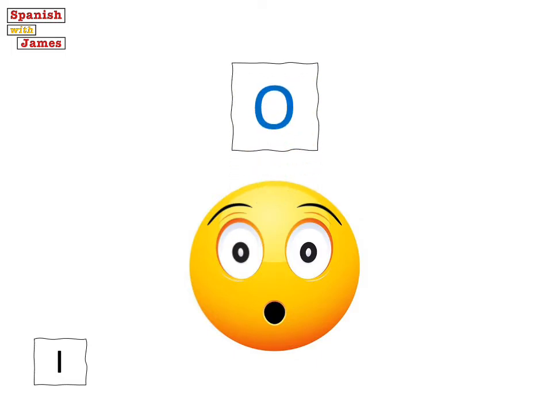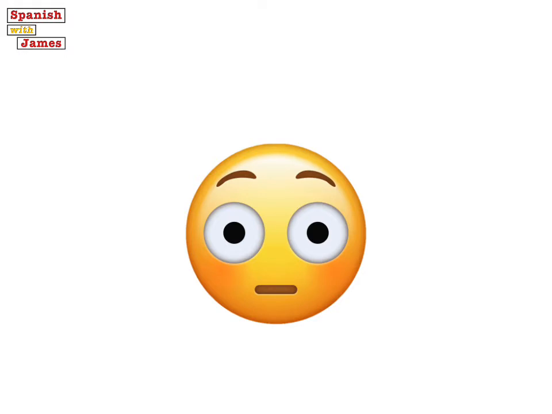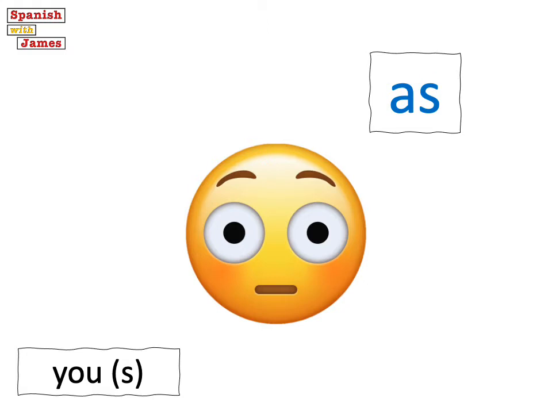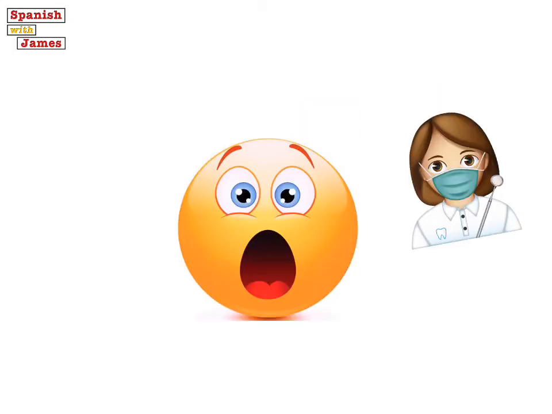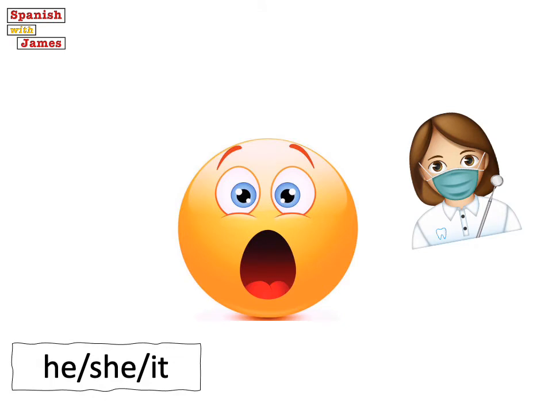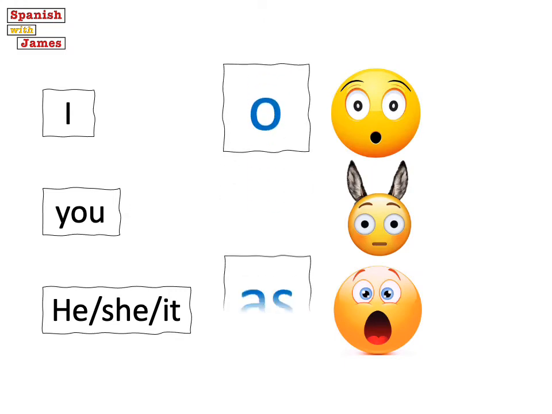So here we've got the O sound, which is the I one. O. Bailo. O. Then we've got the U form, which sounds like a rude word in English, as. And it also sounds like another name for a donkey, as. Then for the he, she, and it ending, we have a. Like you're at the dentist and they ask you to say a. O, as, a.